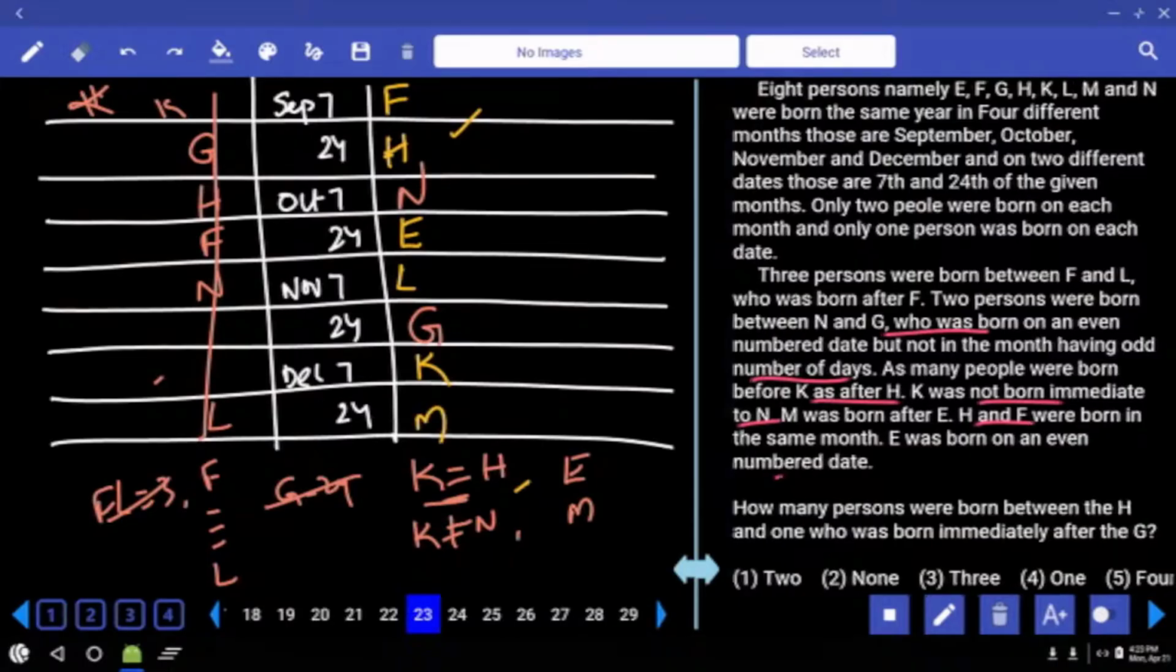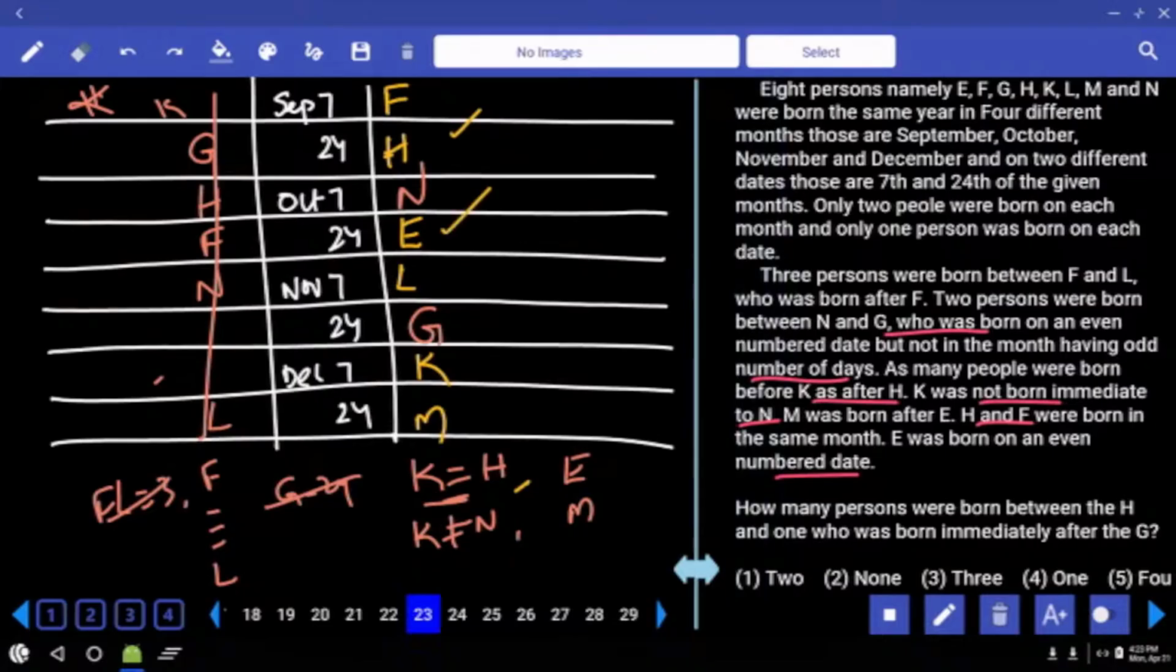Then E was born on an even number date. E was born on 24. Then what is the final arrangement? FH, NE, LG, KM. 23 to 26.